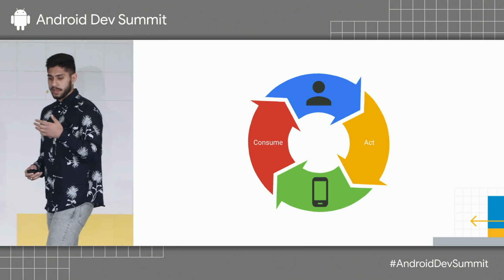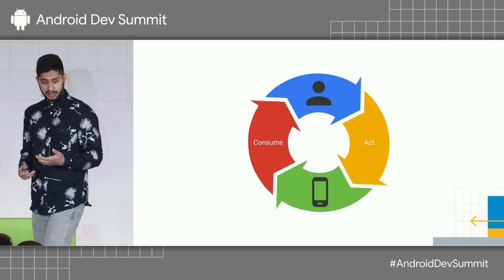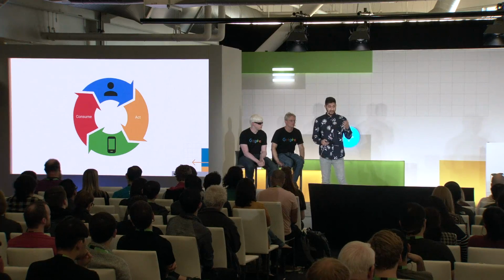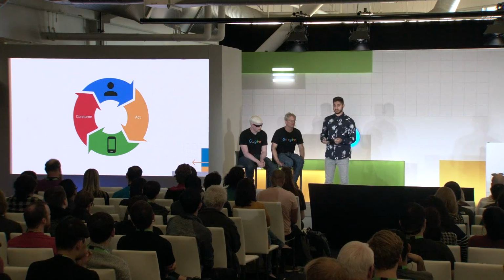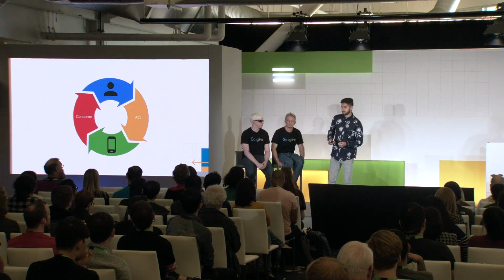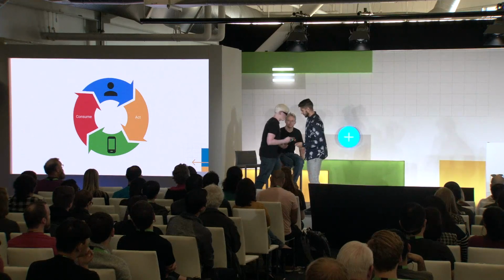So I've shown you a way of thinking about accessibility issues and how to address them, but you still need to know how to find these issues and how to verify that you've actually fixed them. This is where Casey comes in. Casey? Thanks, Qasid.